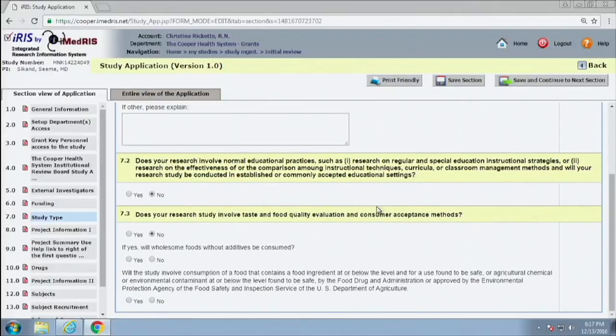And normally these 3 questions are no. Does it involve normal educational practices on the effectiveness or comparison among instructional techniques? Well, no, they've done studies on that when they do fellows projects, with the fellows being the subjects. And I've never seen one on the taste and quality of food, but I guess that they're occasionally done.